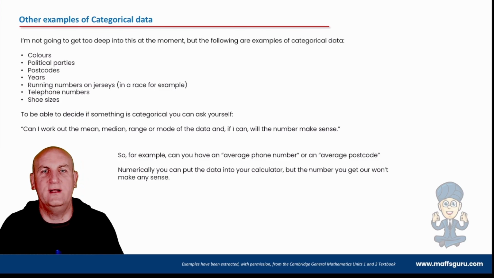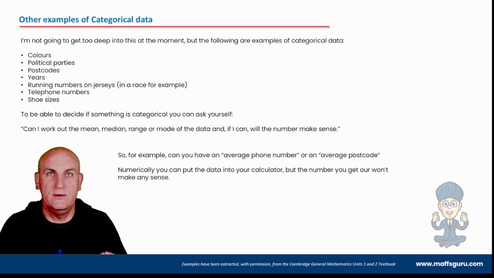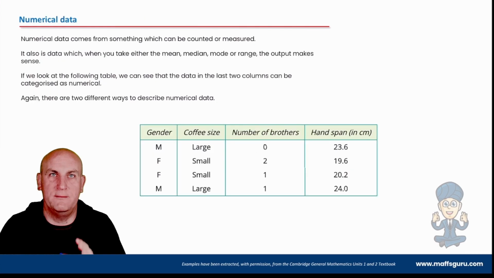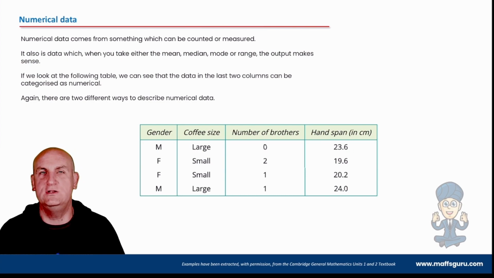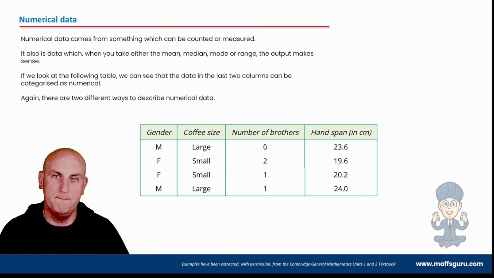It doesn't make any sense, right? So just put that in your summary book and make sure that you understand. Now, obviously then there is numerical data. Numerical data is something that can generally be counted or measured.